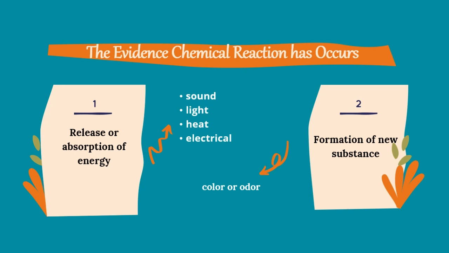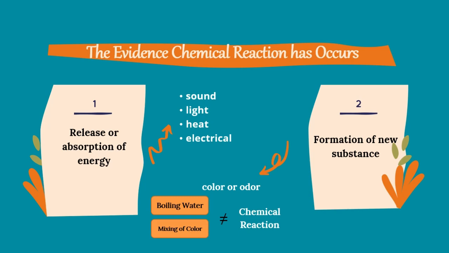In this case, boiling water, there is a gas produced. That gas is water vapor, and it is not a new substance since we can return it back into water. And also the mixing of colors. Maybe we are going to get a new color, but it is not a new substance. A new substance should have new properties like color, density, melting point, or boiling point, and other basic properties. So we can conclude that boiling water, and also mixing of colors, is not a chemical reaction. It is a physical change.